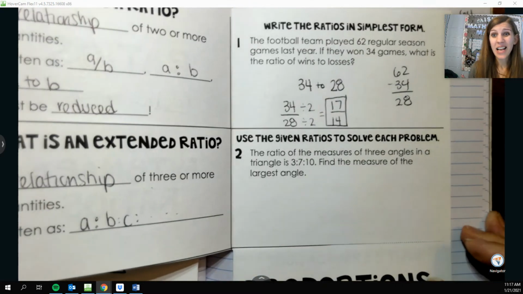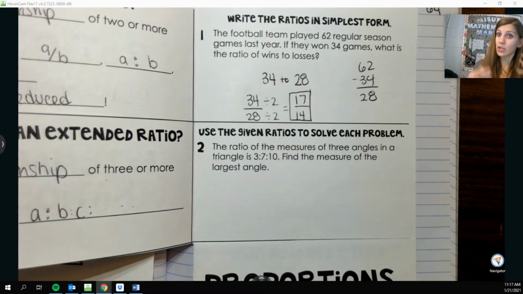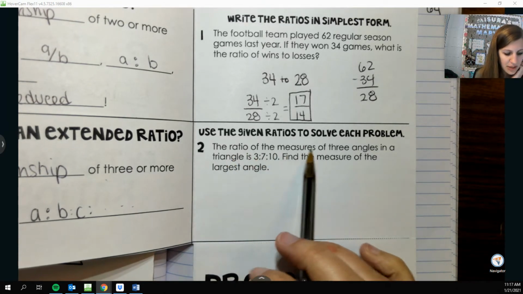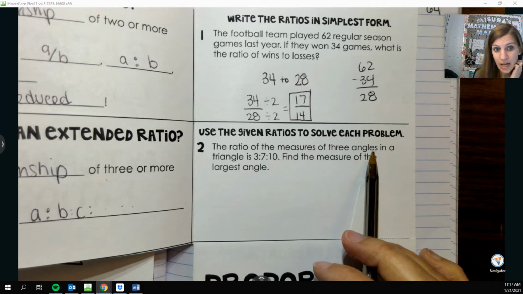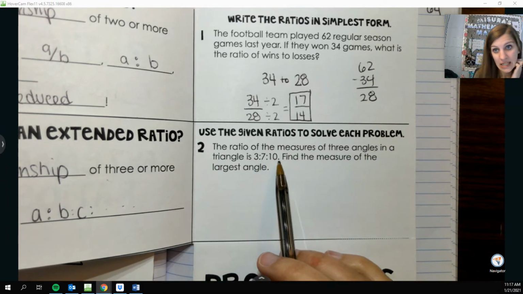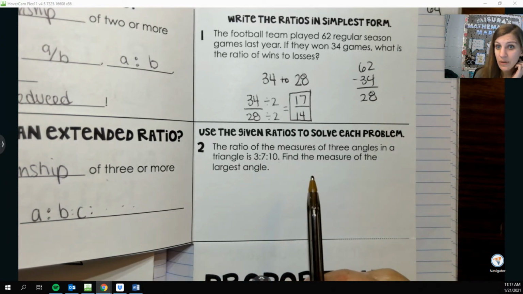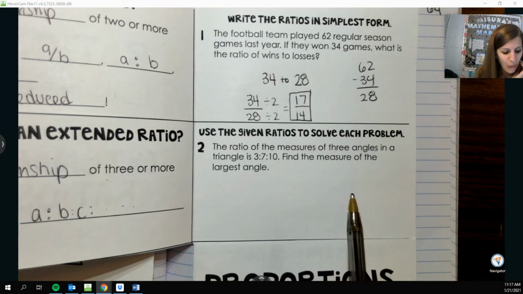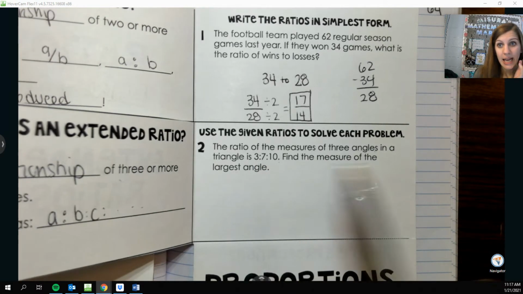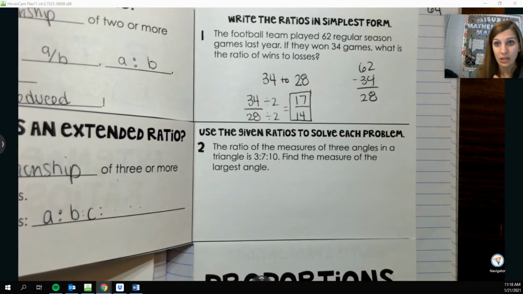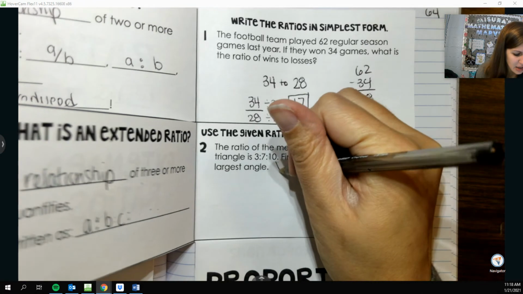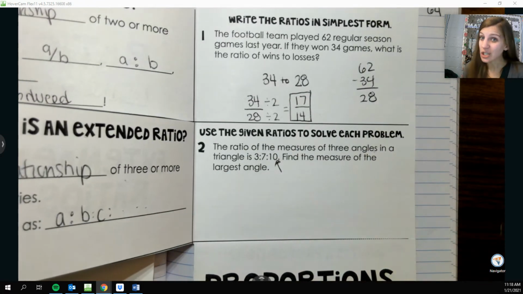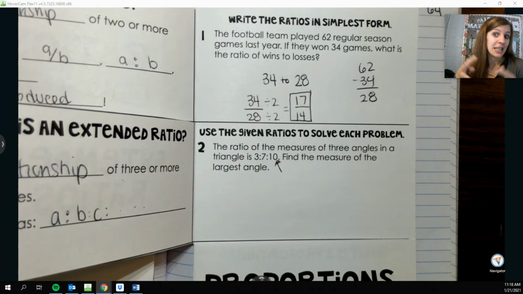Now, again, that's really important for us in geometry, because we can use it for problems like this. The ratio of the measures of the 3 angles in a triangle is 3 to 7 to 10. Find the measure of the largest angle. Well, if 3 is referring to one of the angles and 7 is referring to another and 10 is referring to the last, I know that this angle here is the largest one because it's the 10, that's the biggest number.